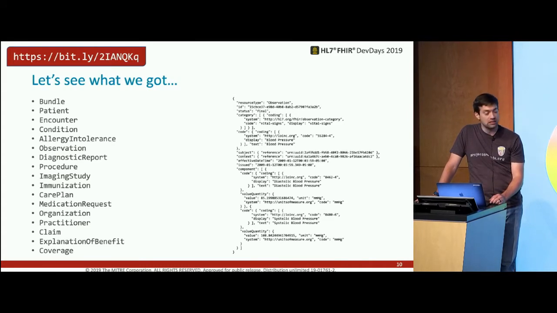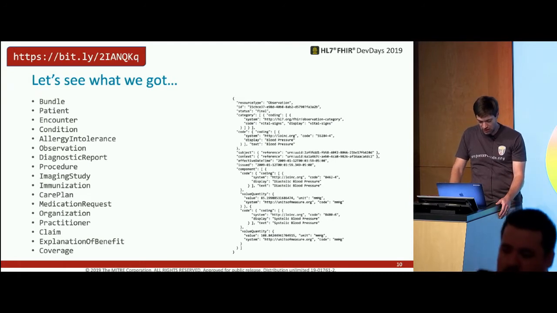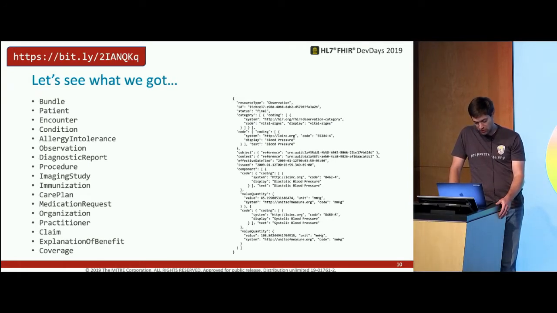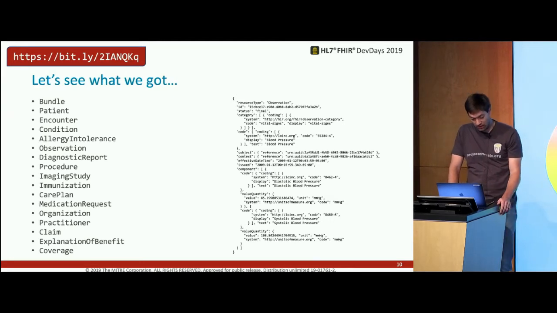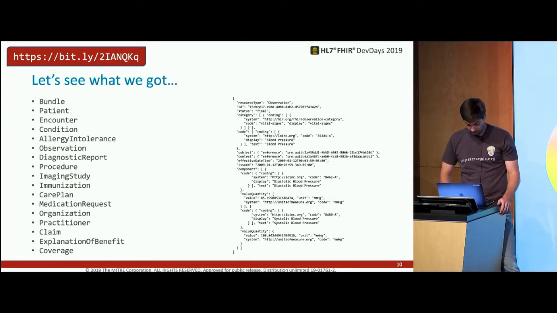So if you've played around in the FHIR spec, there's probably, I've lost count of how many resources there are, 30, 40, 50. So we support a subset: bundle, patient, encounter, condition, allergy intolerance, observations. That's by far the most numerous resource type. Diagnostic reports, so those are your labs. There's procedures, imaging studies, immunizations, care plans, medication requests, organizations, practitioners, claims with dollar amounts, explanation of benefits, and coverage. So there's a lot to get you going, but it's not quite everything.